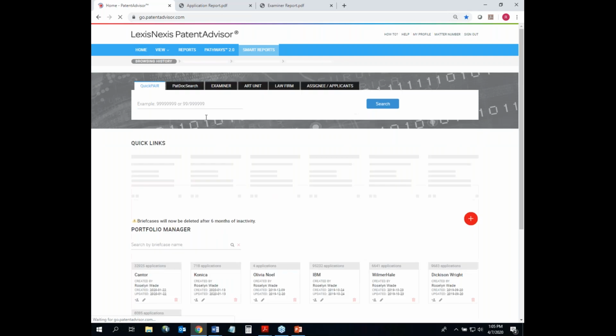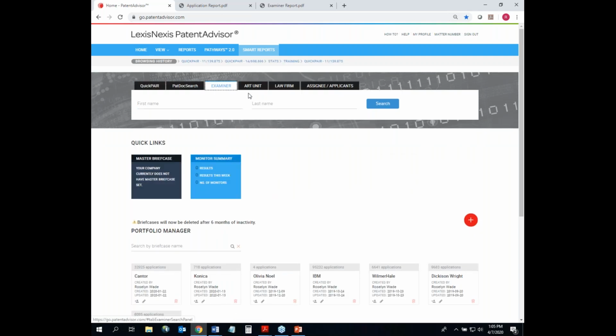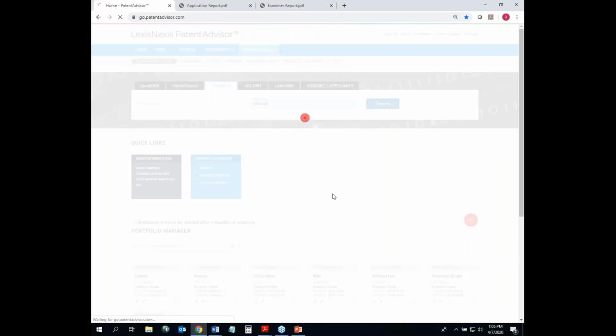The second thing that we're going to take a look at, so we're actually going to go to home and we're going to jump over to Examiner. And in Examiner, we're going to look at a specific examiner. So I'm just going to pull this up.